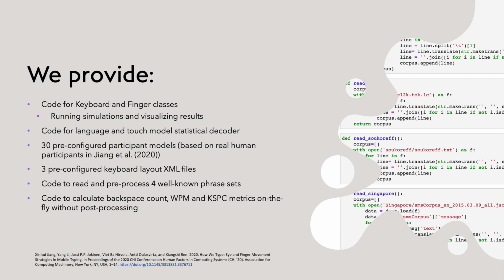Further, RoboType includes code to calculate backspace counts, words per minute and keystroke per second metrics. Finally, RoboType includes an experimental statistical decoder based on touch and language data, which can be improved and retrained on any corpus. Performance with the decoder is not examined in this paper.